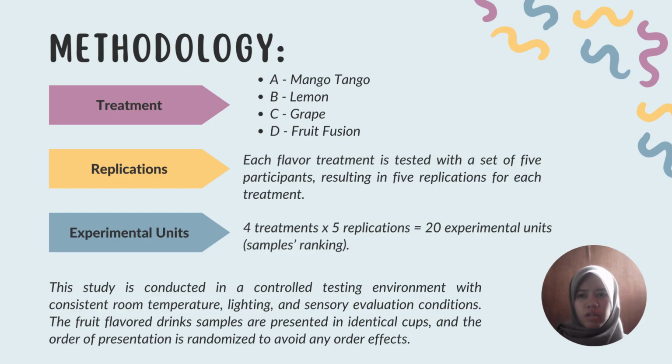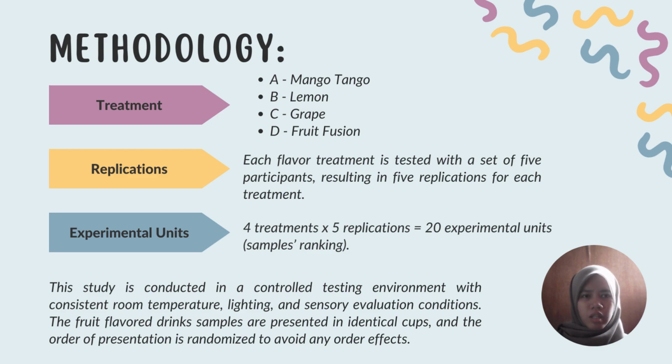Methodology. The treatment consists of 4 different flavors of fruit-flavored drinks. A is mango tango, B is lemon, C is grape, and D is fruit fusion. For replication, each flavor treatment is tested with a set of 5 participants, resulting in 5 replications for each treatment. The experimental units consist of 4 treatments times 5 replications, equal to 20 experimental units.